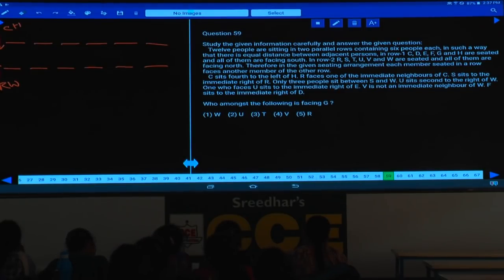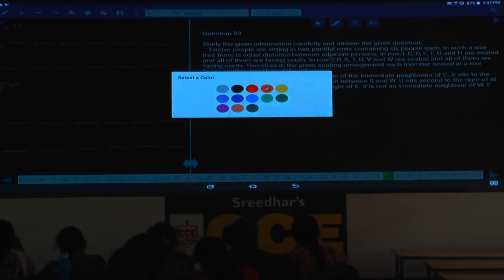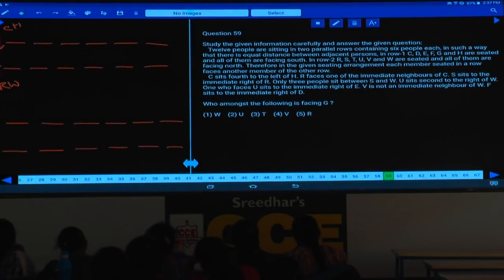Then C sits fourth to the left of H. As C is seated fourth to the left of H, how many possibilities do we have? We have 2 possibilities. Now C is seated fourth to the left of whom? C sits fourth to the left of H. As these persons are facing towards south, if H is here, 1, 2, 3, 4, C will be here. That is one possibility. And what is the second possibility? H is at the second place and C will be here.